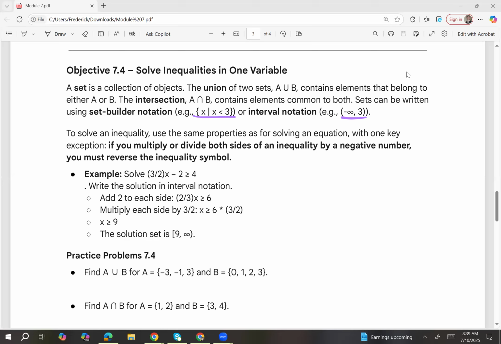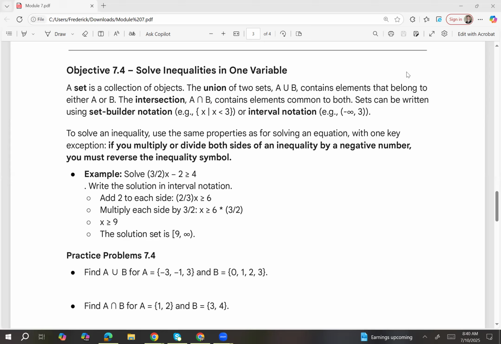To solve an inequality, we use the same sort of strategies that we talked about for solving an equation, except if you multiply or divide both sides by a negative number, you have to reverse or turn around or rotate, switch around the inequality symbol. And we'll see some examples of that.